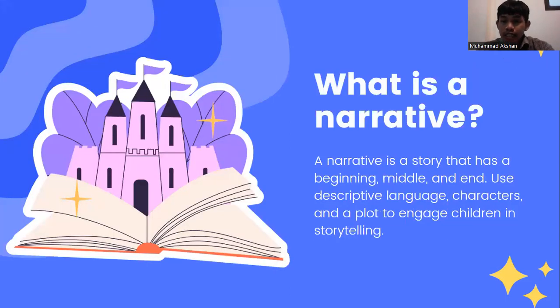You have to know what a narrative is. A narrative is a story that has a beginning, middle, and end. Use descriptive language, characters, and a plot to engage children in storytelling. If you have seen a storyteller or some storytelling competition, they must tell a narrative text. For example, the ant and the rabbit and the tortoise. That is an example of narrative text.